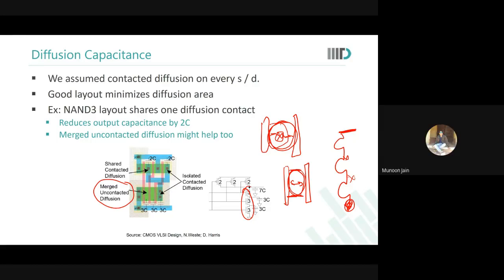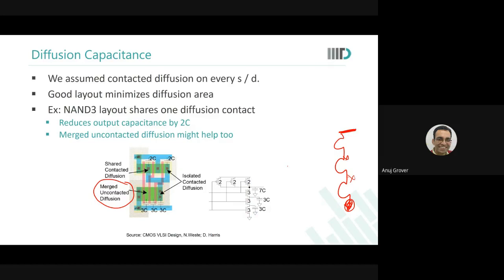Okay, sir. And sir, this isolated contact diffusion, the one written here as isolated. Yeah, isolated means that this is not shared with any other transistor. Isolated means alone. So it is not shared by anything else. Meaning the NMOS capacitance we are looking at separately and the PMOS separately? Can I understand it like that?